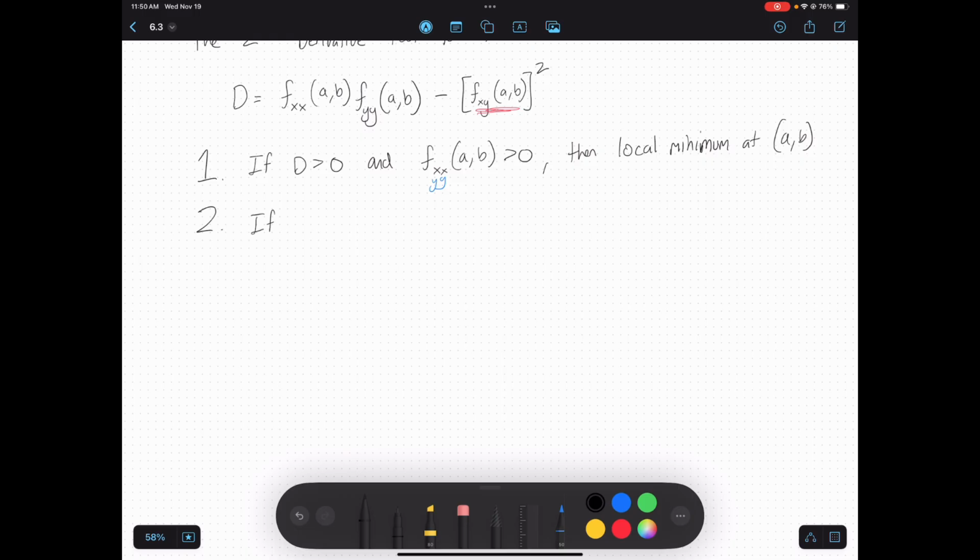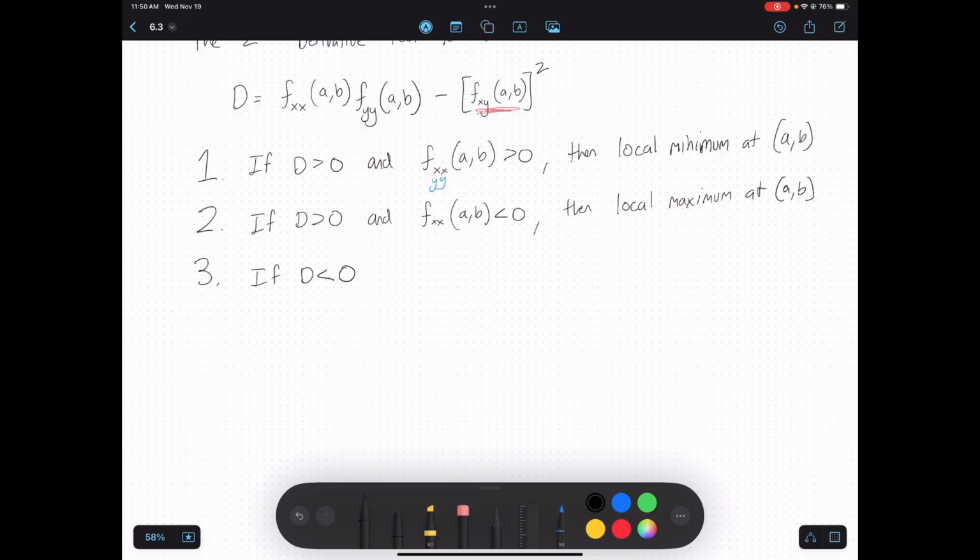Okay. Option 2, if your determinant is positive, if your calculation is positive, and the double derivative in terms of x or y, remember it doesn't matter which one, at your critical point is negative, then I have a local maximum. Now this is interesting because I now have both options of local min or local max, but I haven't even talked about, well, what happens if your determinant is negative?